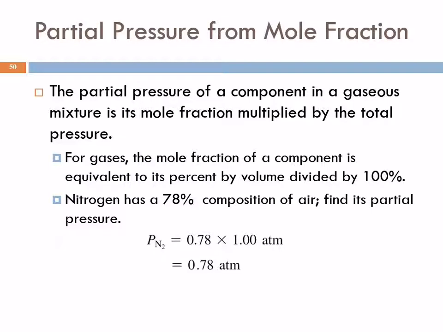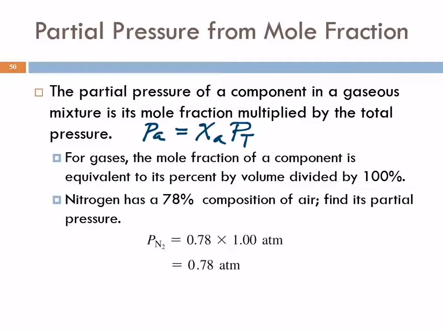So partial pressure of a gas in a mixture is its mole fraction multiplied by the total pressure. That's what we just said and derived on the previous. If you don't remember how to derive that, you can just memorize the equation. So the mole fraction is equivalent to the percent by volume divided by 100, because the volume of a gas is proportional to the number of moles.